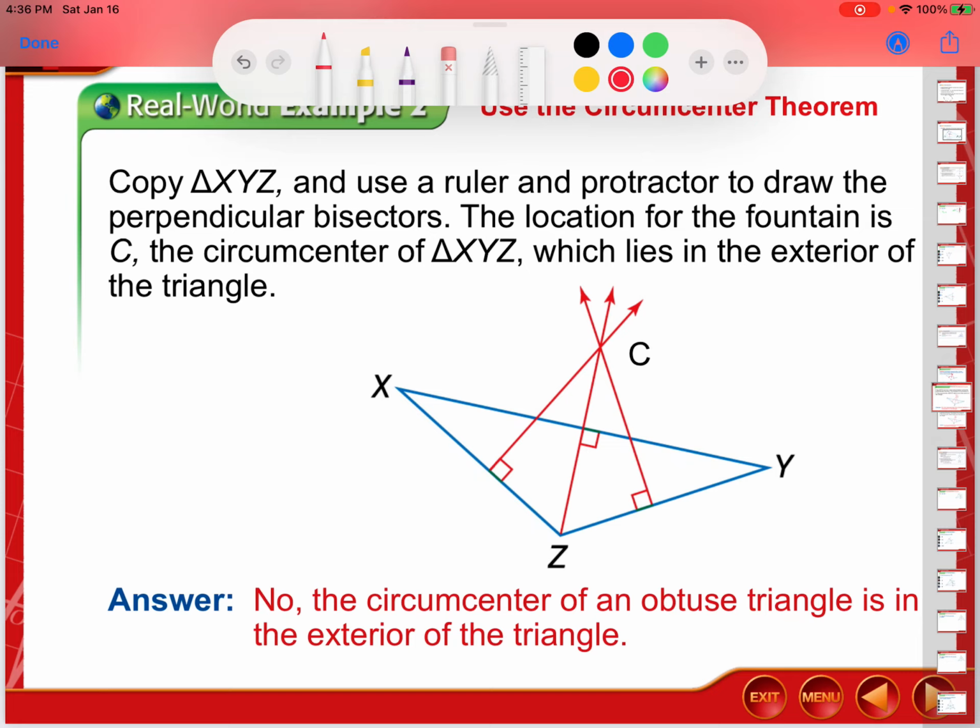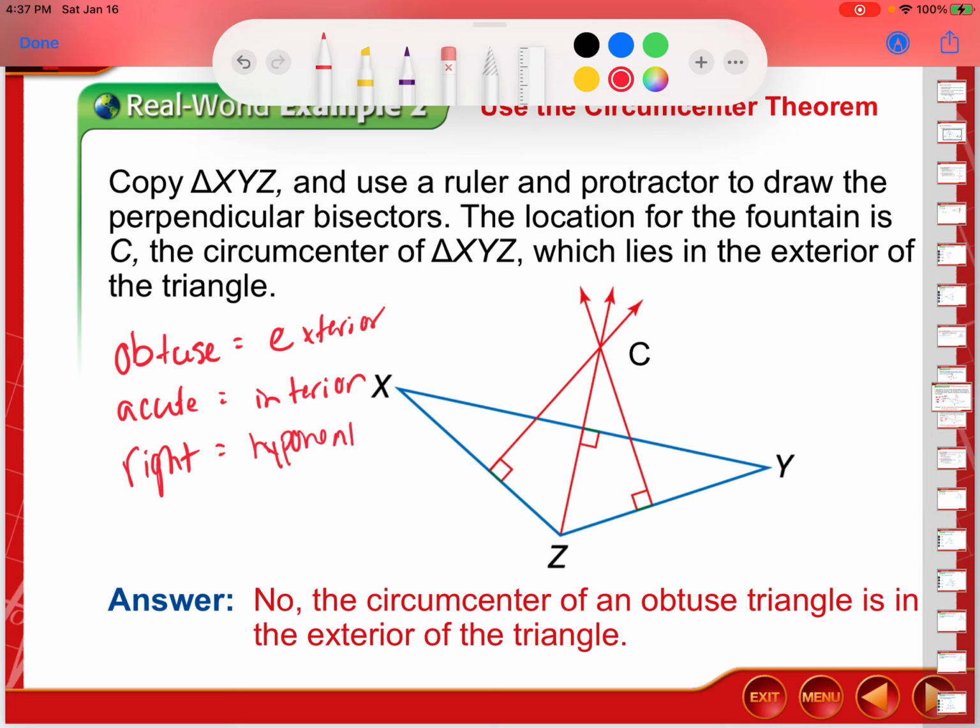Their answer is no, the circumcenter of an obtuse triangle is in the exterior of the triangle, which checks out. So, the circumcenter of an obtuse triangle is on the outside. The circumcenter of a right triangle is going to be on the hypotenuse. So, obtuse, exterior; acute, interior; right is going to be on the hypotenuse, or the longest side.